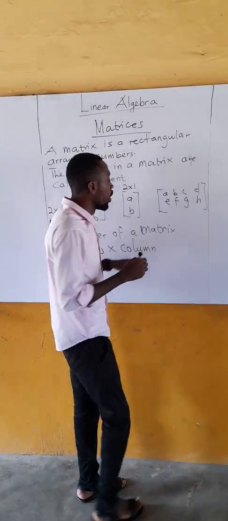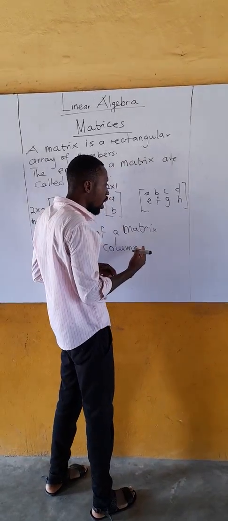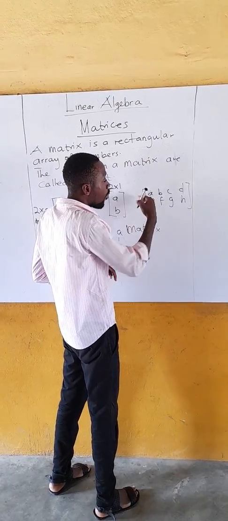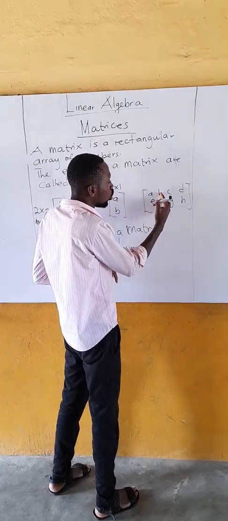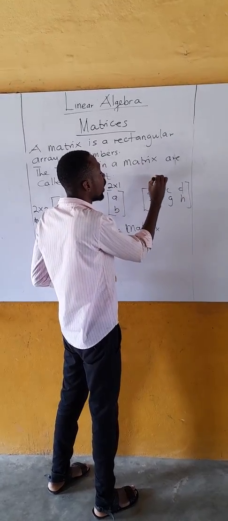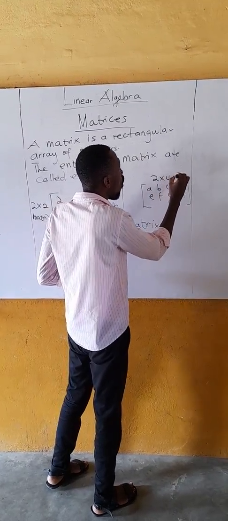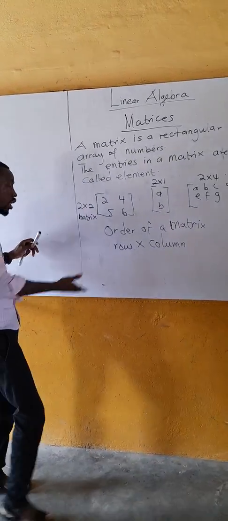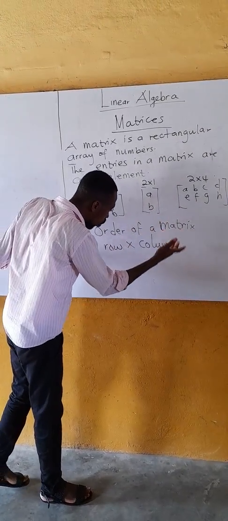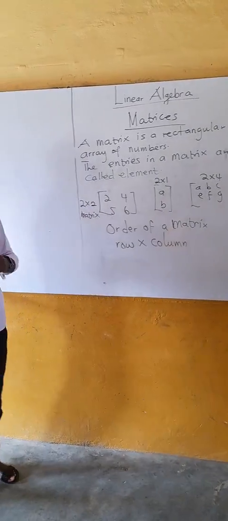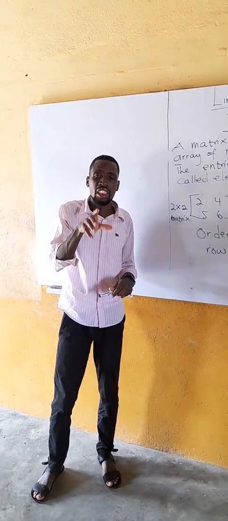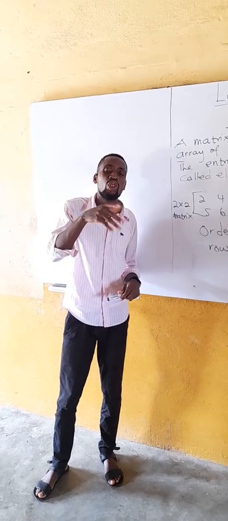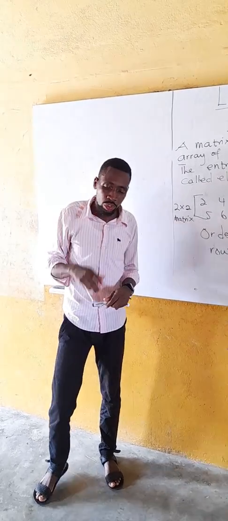Now let's look at this matrix. How many entries are in the row? 2. How many entries are in the column? 1, 2, 3, 4. So we can say it's a 2 by 4 matrix. So the order of a matrix, remember, is the row by the column. The next thing we'll talk about is the types or the forms of matrix that we have. So come with me.